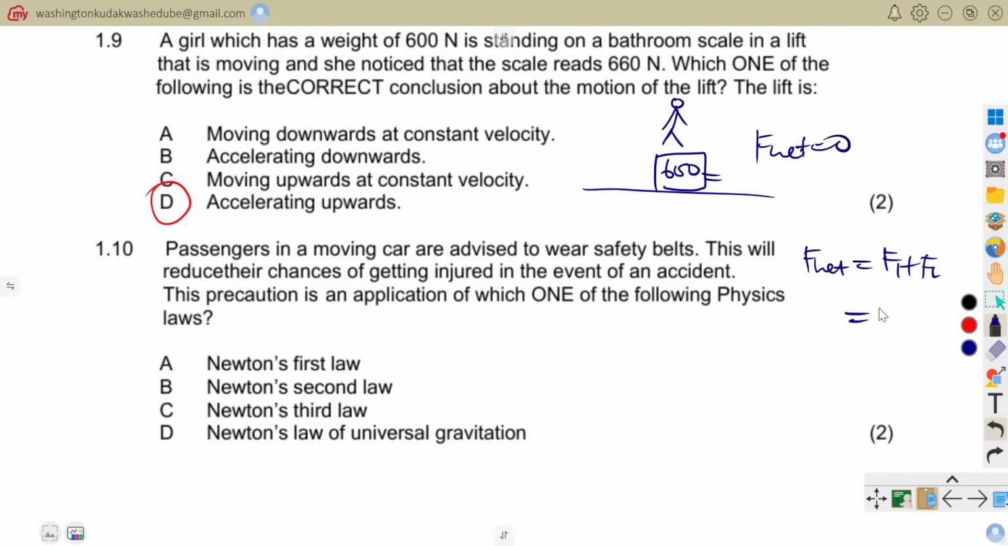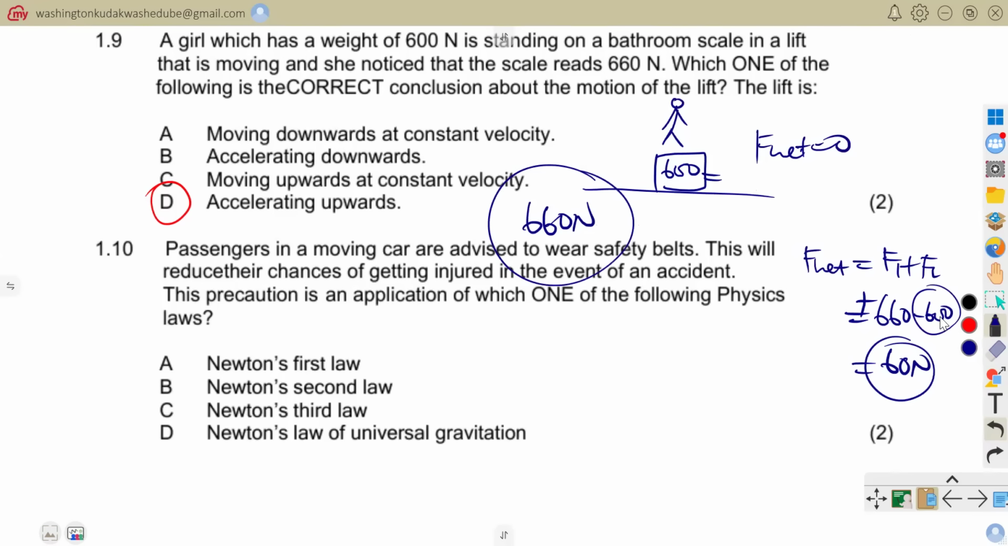Now, you can see that there is a new force, which is 660 newtons. So that has to give a net resultant force. We need to say 660 minus 600. That gives us a difference of 60 newtons. So we are saying that this 660 is in the opposite direction to our original scale reading. And our original scale reading is going that side, so the direction that is opposite to this one is going up.